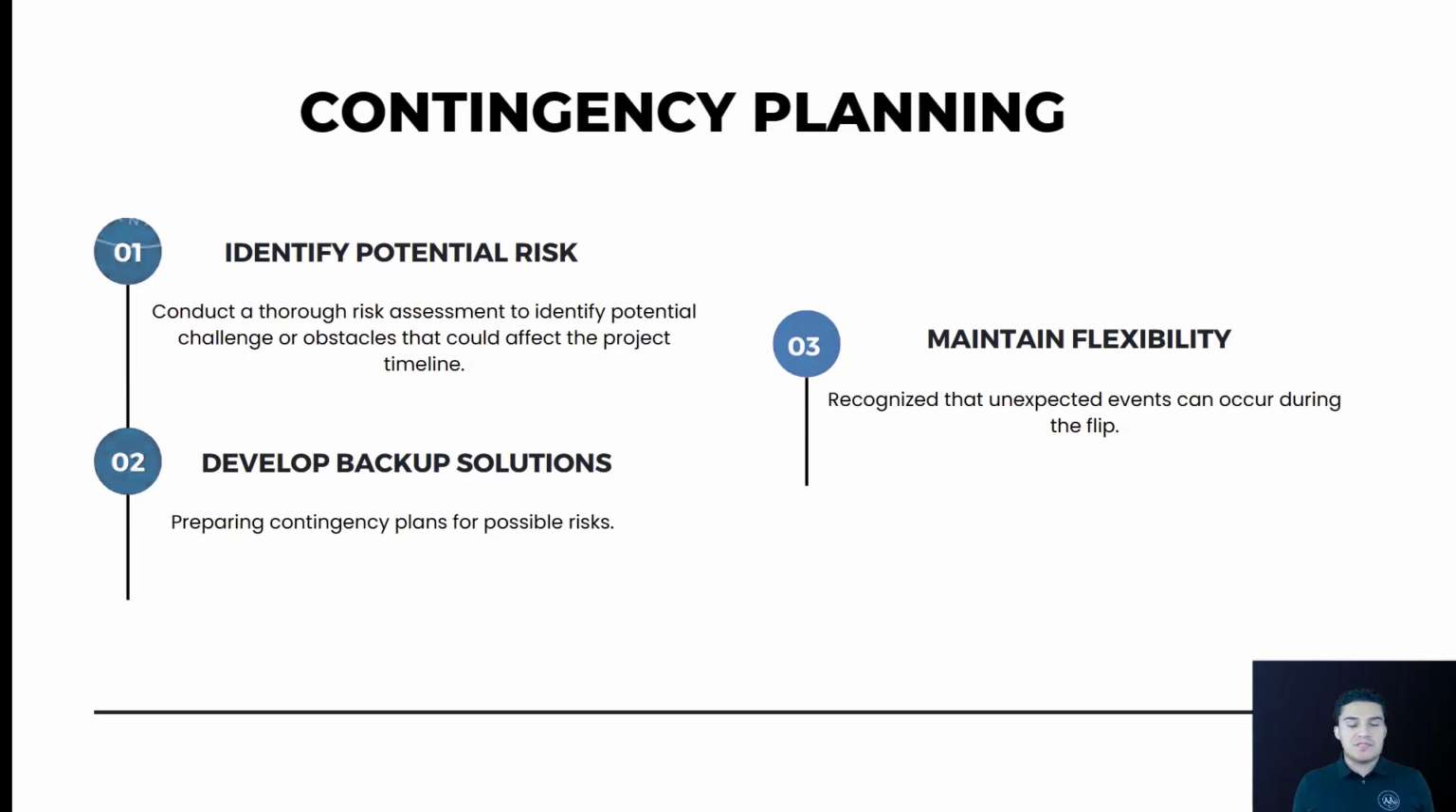Lastly, it's going to be the contingency planning, identifying the potential risk. Conduct a thorough risk assessment to identify the potential challenges and obstacles that could affect the project and the timeline. This is something that you're going to ask the contractor you're going to hire. You tell them, I need to know what may be the one thing that's going to take you a little bit longer to complete. Tell me what it is and why. Tell me why it's going to take you a little bit longer. This is going to help you forecast anything that may happen in the future.